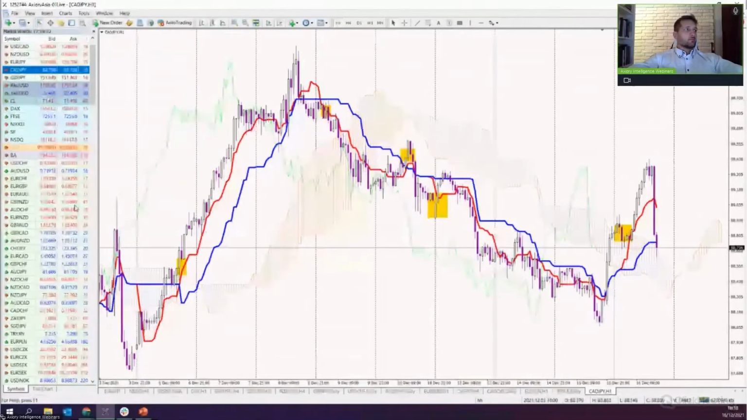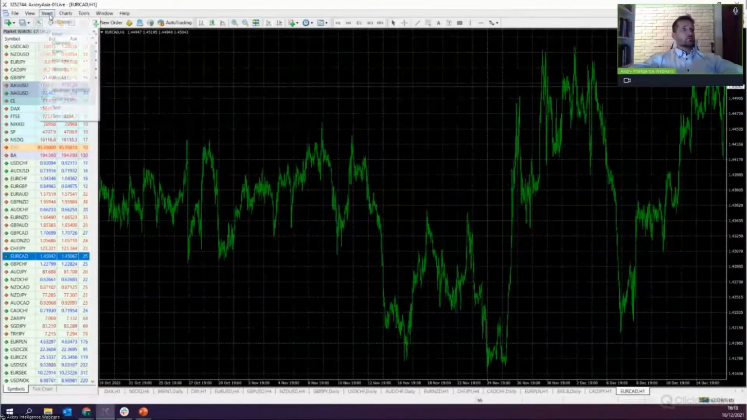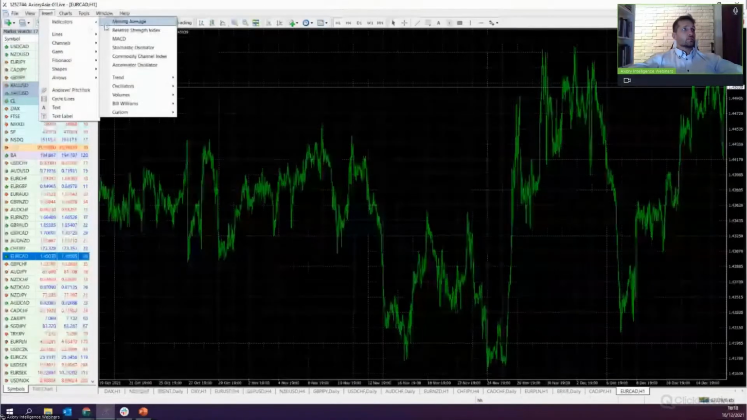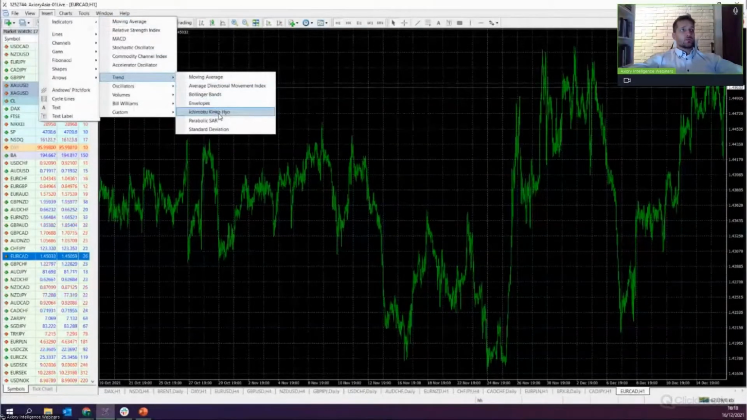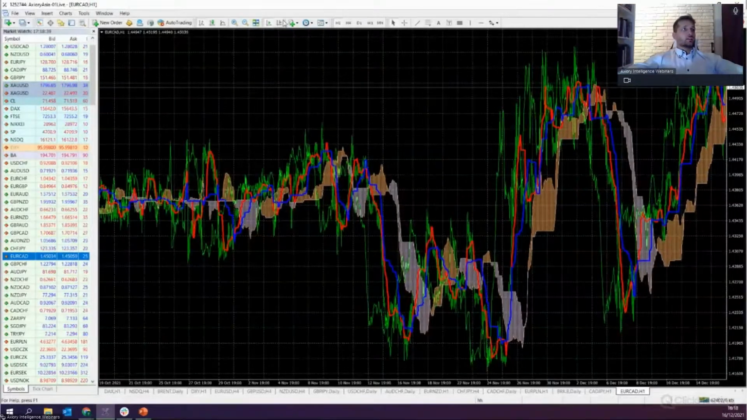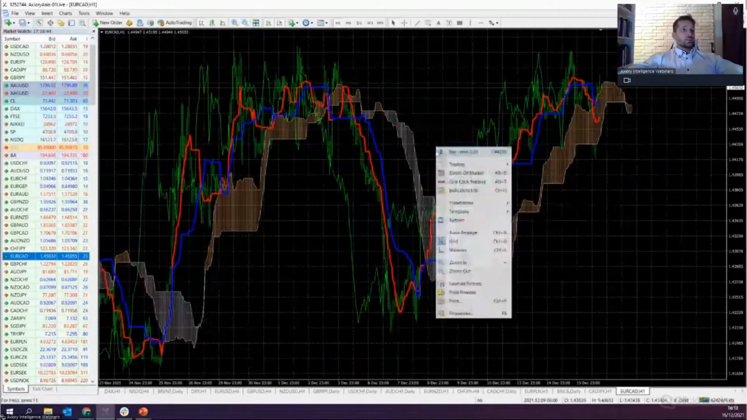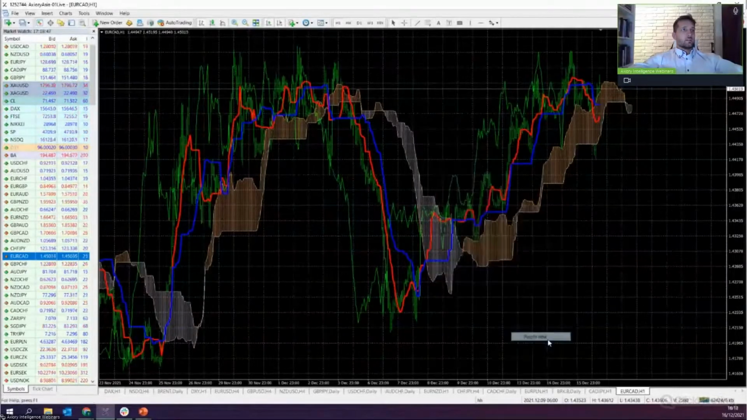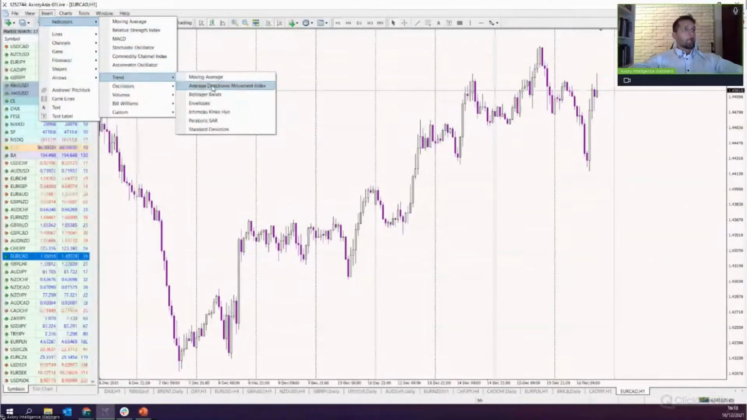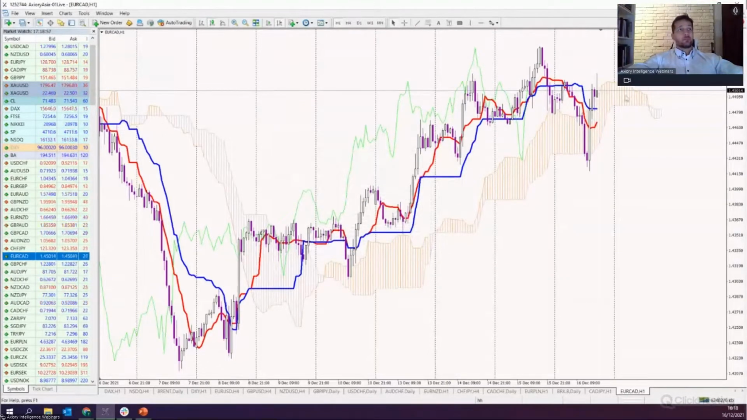You open random chart, and by the way, insert indicators, trend, Ichimoku. And you do this. I should change the template to my favorite one. You put this one look, and what's going on?